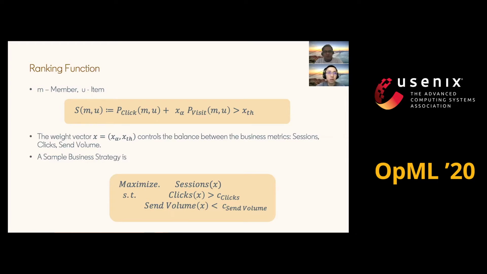Whatever mechanism we use to find the values, the goal is to optimize for the business metrics, as we have described in the lower part of the slide, where we care about maximizing the sessions, given the constraints such that clicks are more than the clicks of the control model, and send volume should be less than the send volume of the control model.